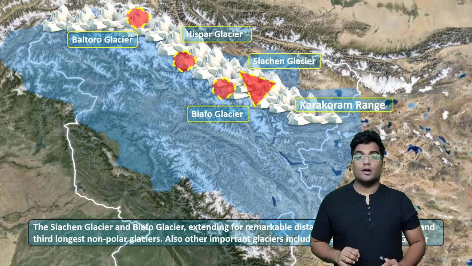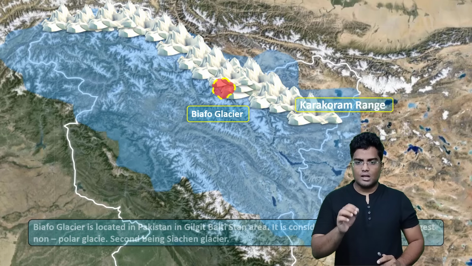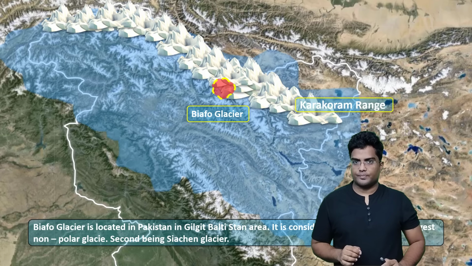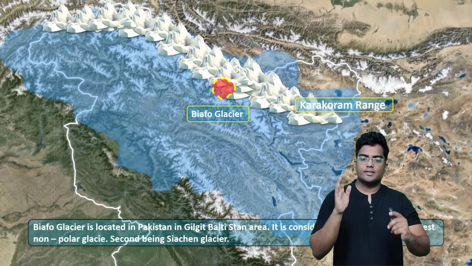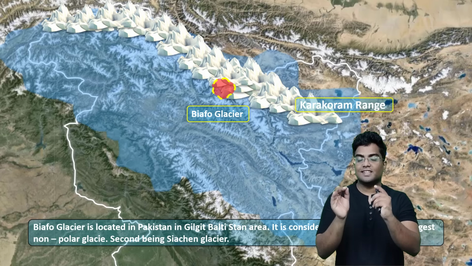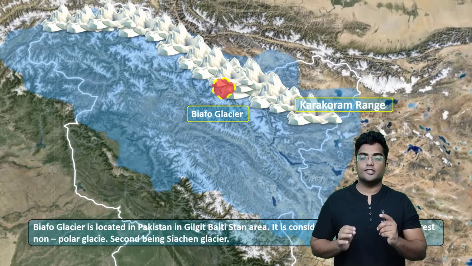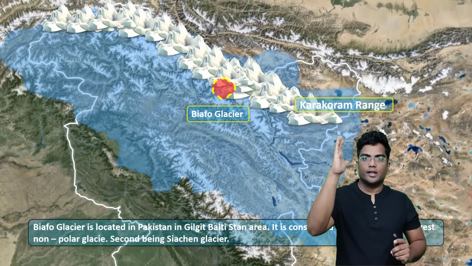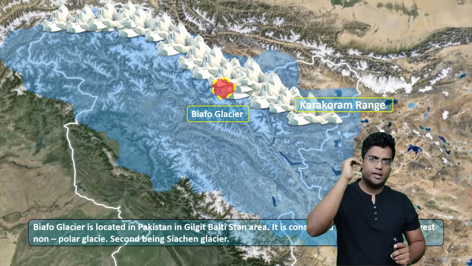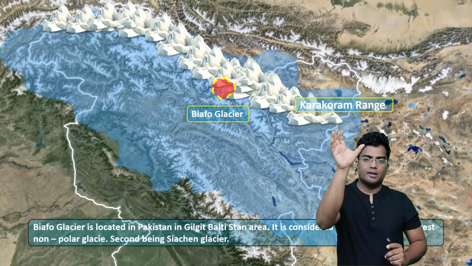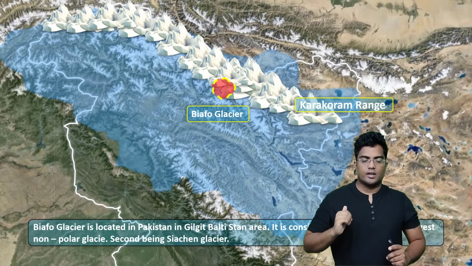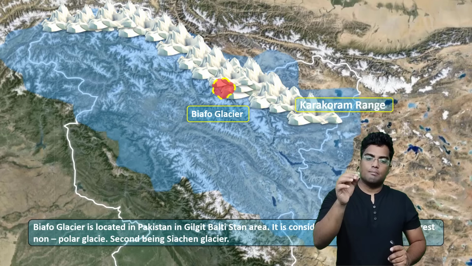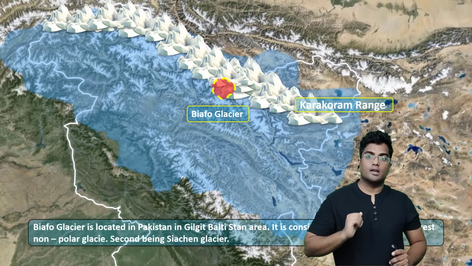Let's have a look at Biafo Glacier. So this is Biafo Glacier, and it's considered the world's third largest non-polar glacier. As I mentioned, there are glaciers in the polar parts, Arctic and Antarctic. There are big glaciers in the Arctic as well as the Antarctic. But Biafo is the world's third largest glacier.